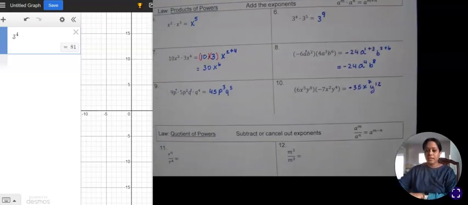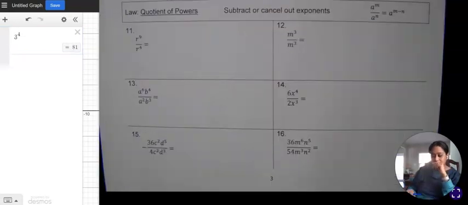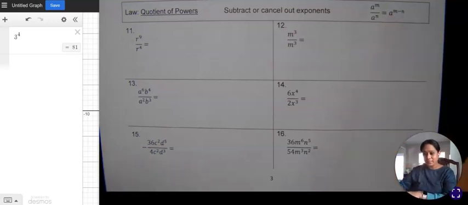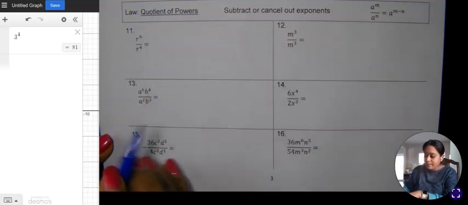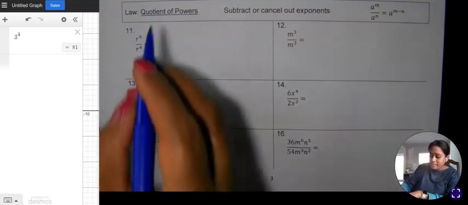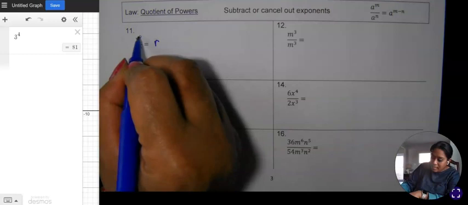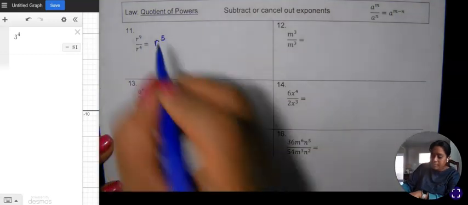All right, let's go ahead and move on to the quotient. Let me fix my camera. All right, quotient of powers. So here we're going to subtract the exponents as long as they have the same base, okay? So here R and R, they have the same base. So this is 9 minus 4, which is 5.